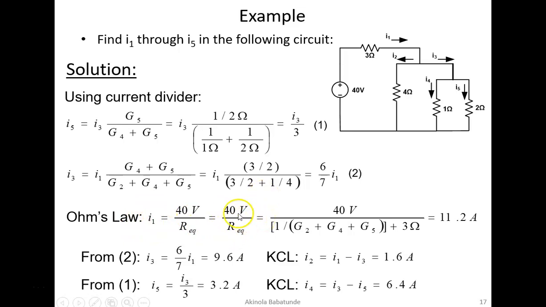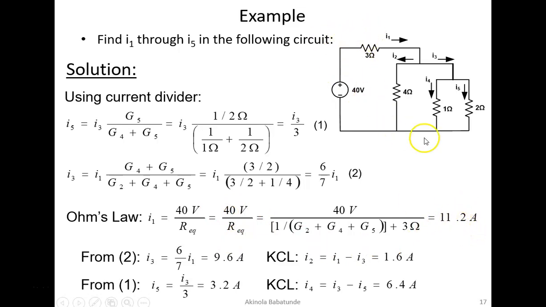If you are going to use G, it becomes 40 volts multiplied by G equivalent. If you are going to use R, it becomes V over R, which is 40 volts divided by the R equivalent. Whether you are using R equivalent or G equivalent, your answers would be the same. I would encourage you to practice this on your own. Find the G equivalent, multiply it by 40. It will give you 11.2 amperes. Or find the R equivalent, divide 40 by the R equivalent. It would also give you 11.2 amperes.